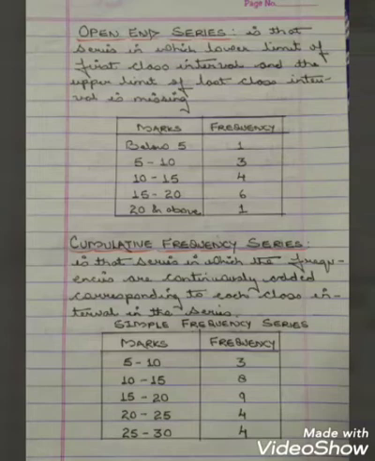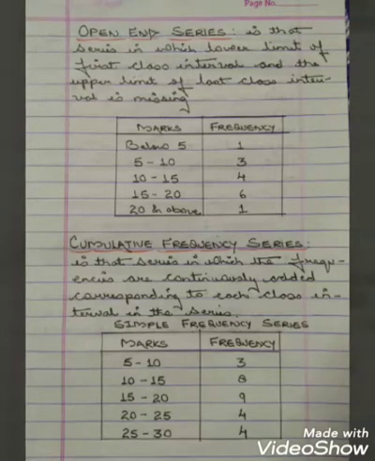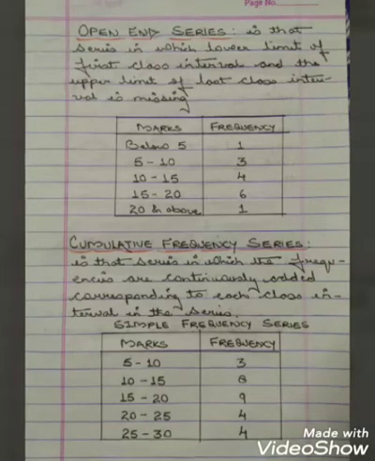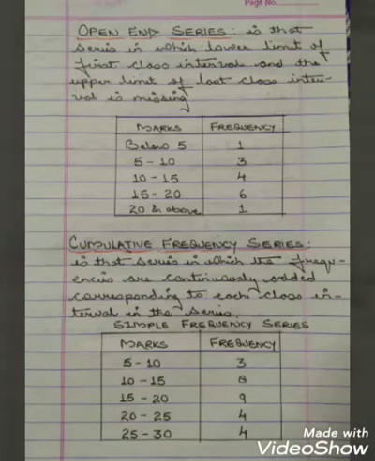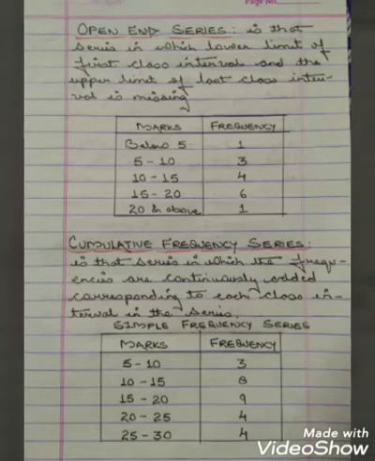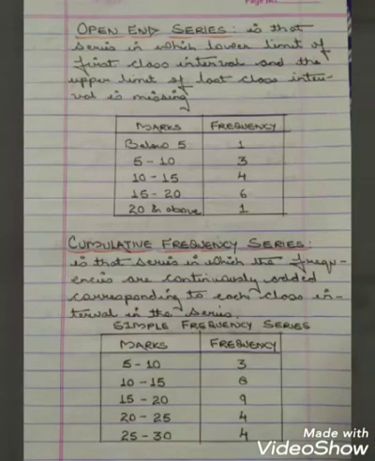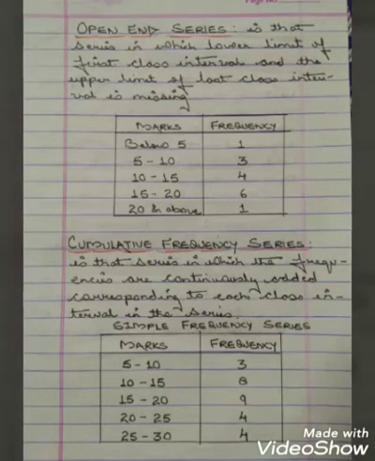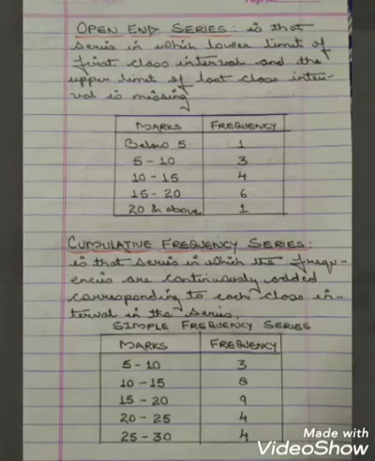Now the next frequency series is the cumulative frequency series. Children, this is that series in which the frequencies are continuously added corresponding to each class interval in the series. That means that over here we need to convert this series in two different ways. Now if you see over here on this new screen, I have shown you a simple frequency series where on one side you have a class interval, that is 5 to 10, 10 to 15 until 25 to 30. On the other side you have a frequency, but then this is a simple frequency.